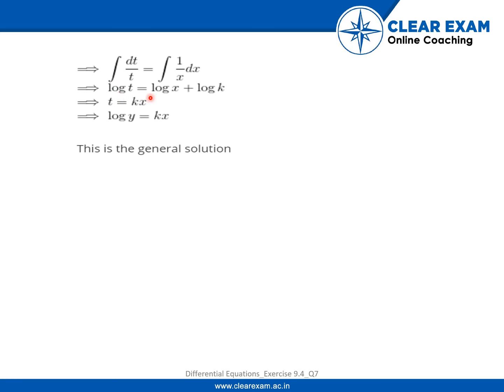Integration will be log t is equal to log x plus log k. Log k is the constant, as we write plus c, so this is the constant log k. Then by the common logs property, we bring log x plus log k together, which will be log xk, and then we just take the antilogs and the log will get cancelled. So t is equal to kx, t is log y, so log y is equal to kx. This is the general solution. Thank you.